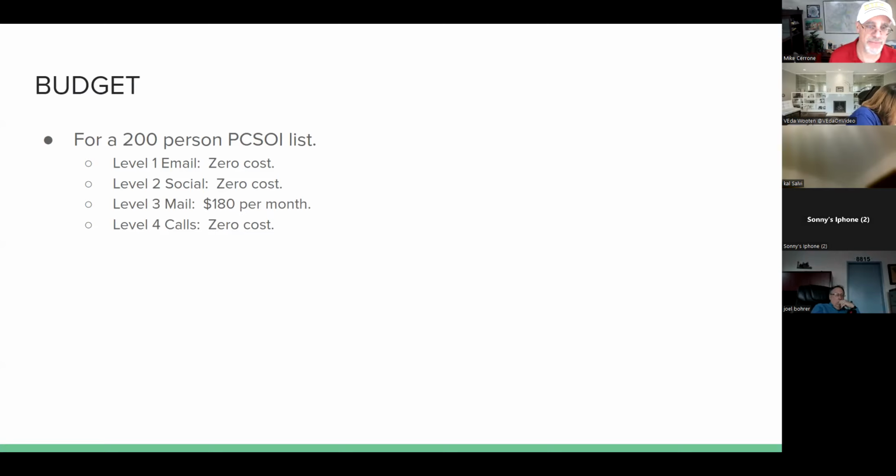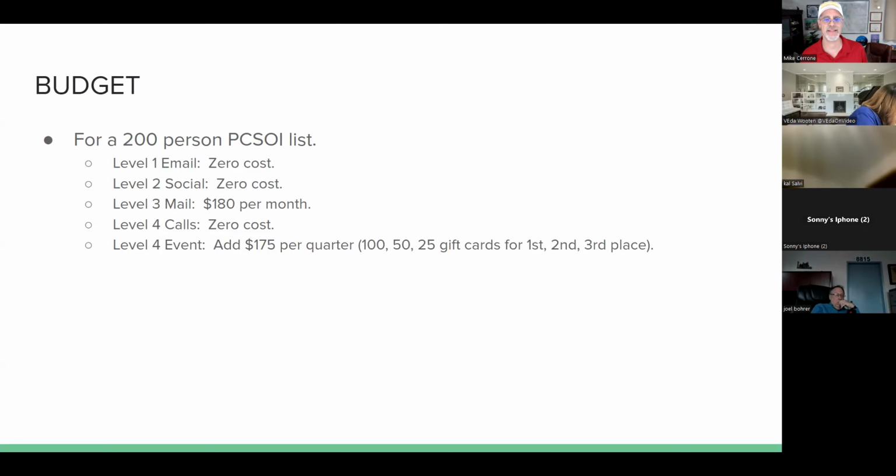All right, we got level 4 is the calls. There's 0 cost if you do the calls. If you do the events, we budget about $175 per event or per quarter, and that is mainly for the gift cards. The whole event is pretty free, except for the pies, and instead of gift cards, you buy pies. But we got these gift cards of $150, $25 for first, second, and third place that we're going to give out.